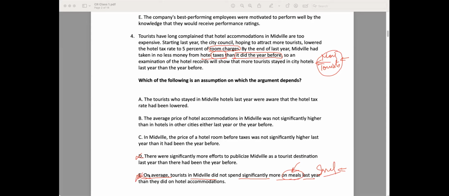Understood, everyone? Any doubts here? Let me know. So this is also a pattern. The author is saying cause A is the real cause. The assumption is that some other cause B is not in play.